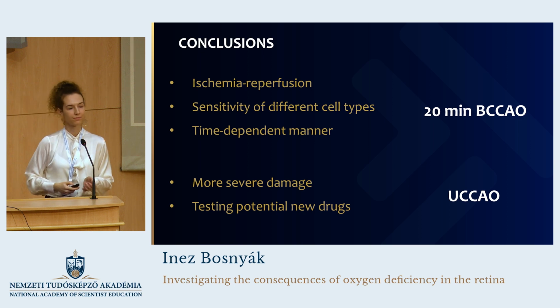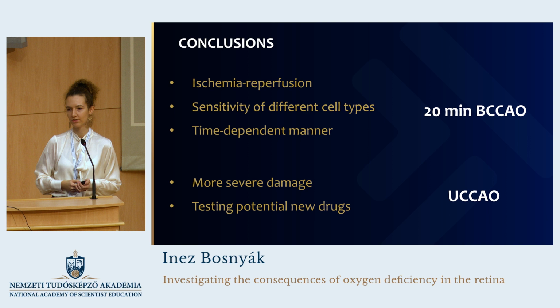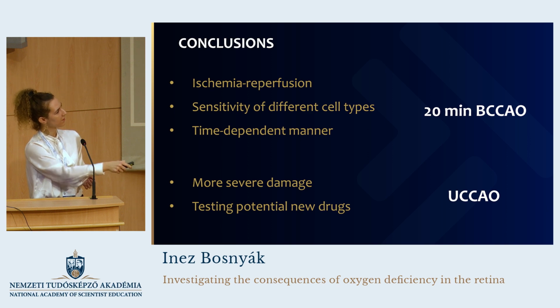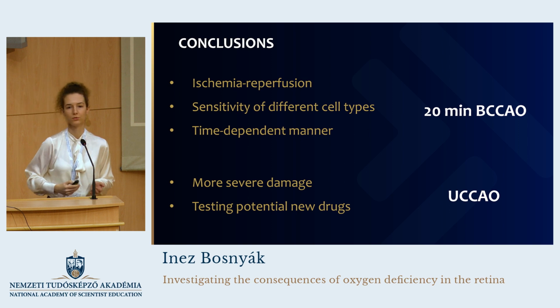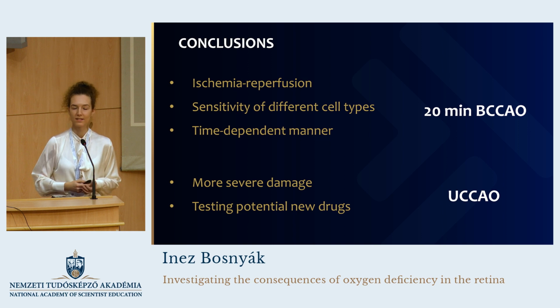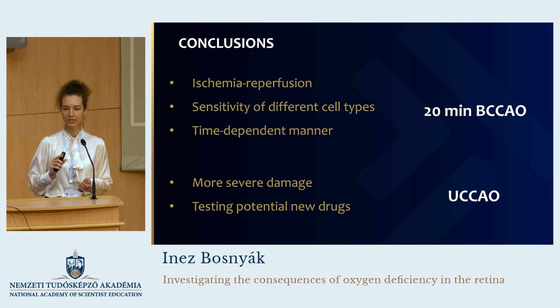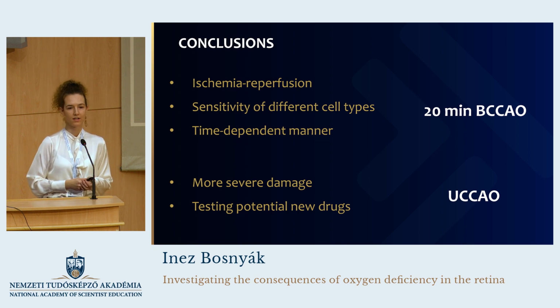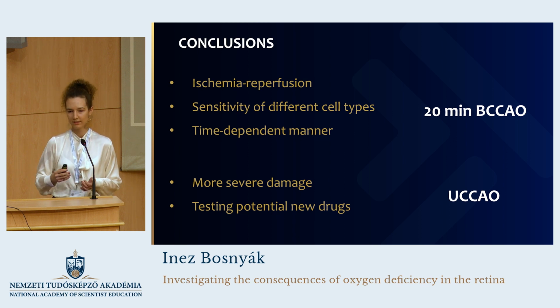So in conclusion, the 20 minutes BCCAO model is good for investigating the consequences in ischemia and reperfusion in a time-dependent manner and to find the most sensitive cell types. And besides this, the UCCAO group is good for testing potential new drugs because we can cause more severe damage in a short time. Besides this, I would like to highlight that the small changes with OCT measurements can be caused by very severe tissue damage, so the small OCT changes must be taken very seriously in order to treat these diseases effectively.